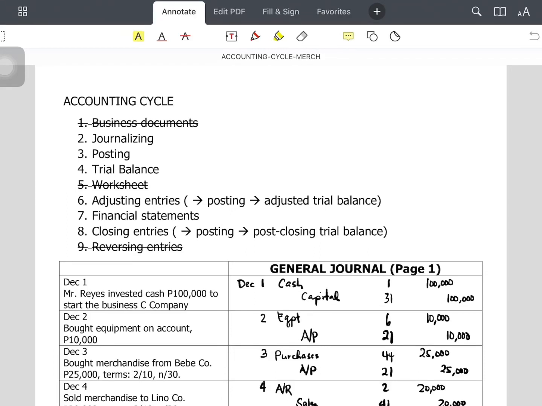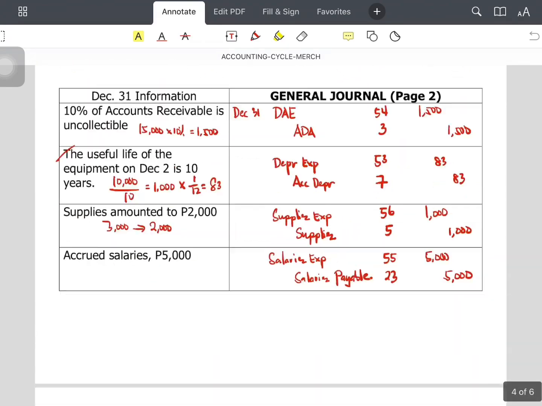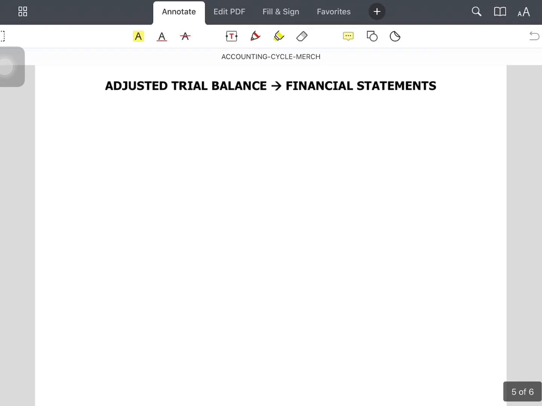This is part 2 of the discussion on the accounting cycle of merchandising business. In the last video, we stopped at posting the adjusting entries, and now we're going to prepare the adjusted trial balance. I have a space here for the adjusted trial balance. I will place it on the left side and then prepare the financial statements later on the right side. So let's start with the heading.